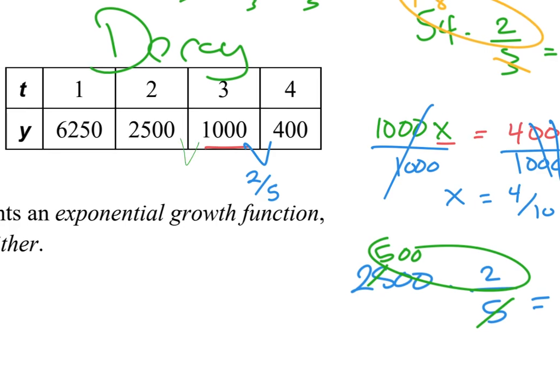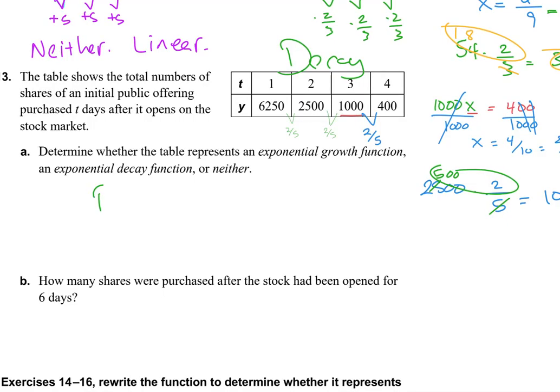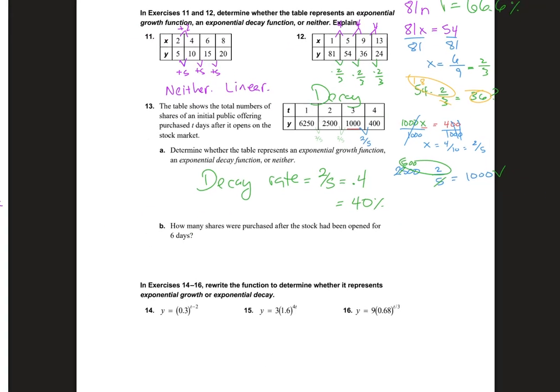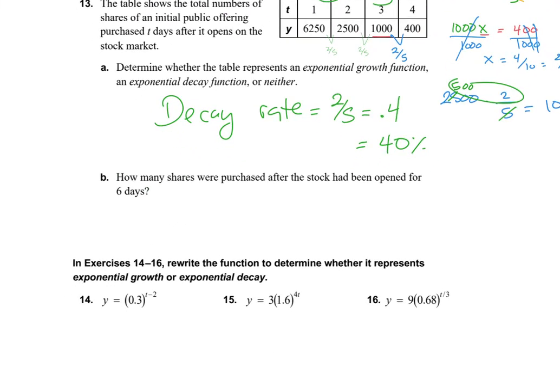So we're pretty sure that what's happening is it's decaying, and the rate is, now you could say 2/5, which is 0.4, which is 40%, by the way. How many shares were purchased after the stock had been open for 6 days? So here's the thing.